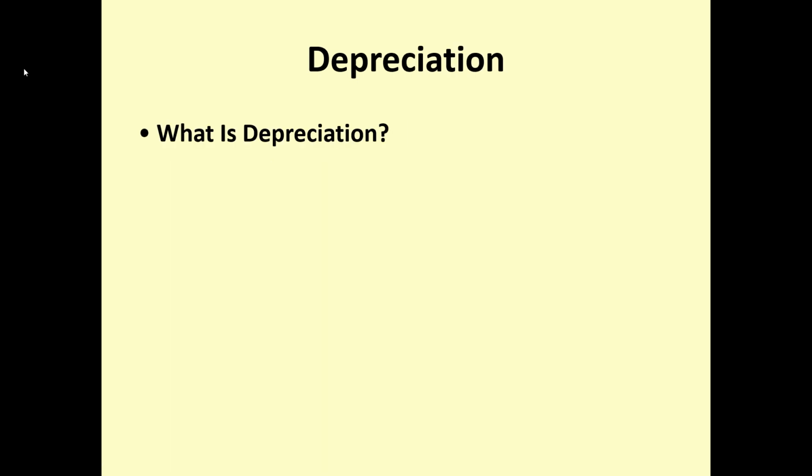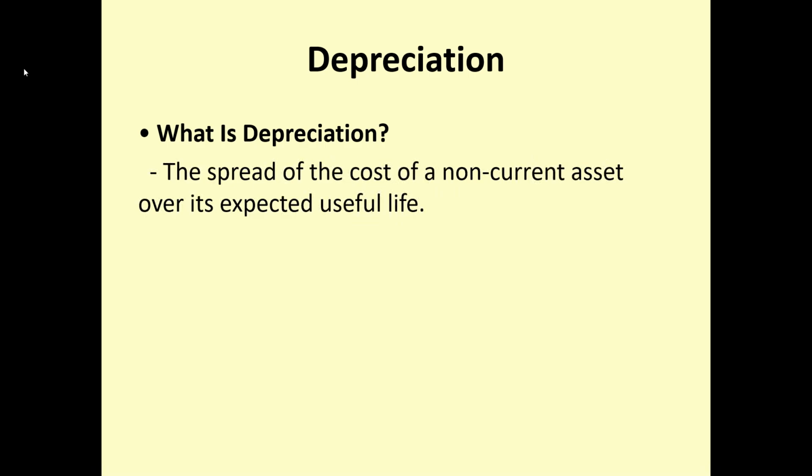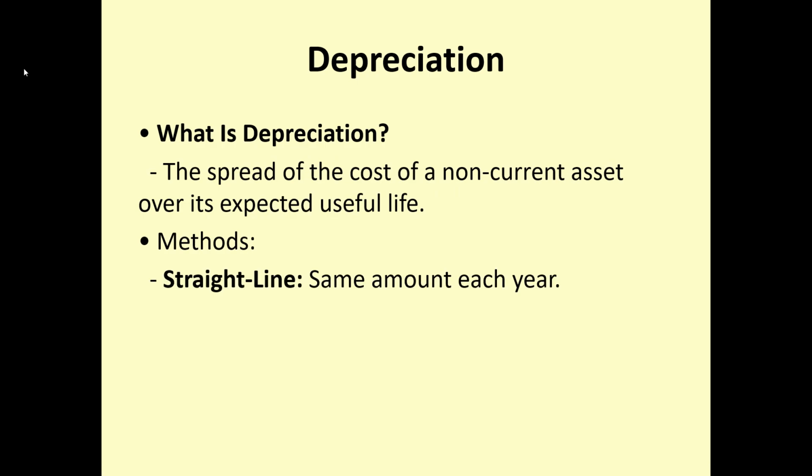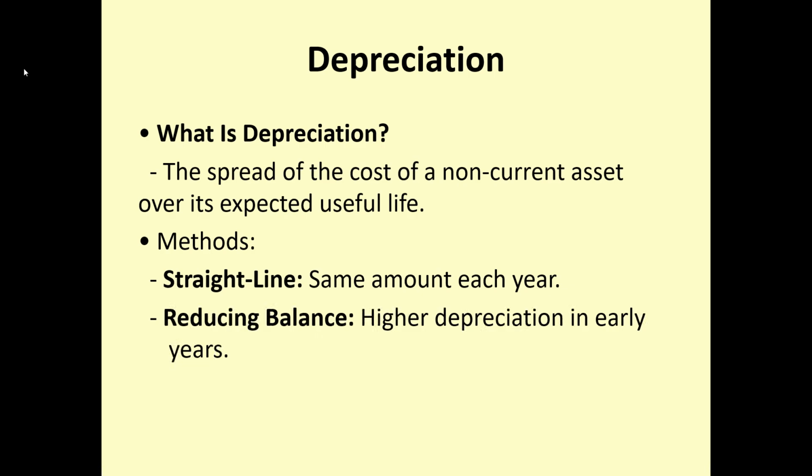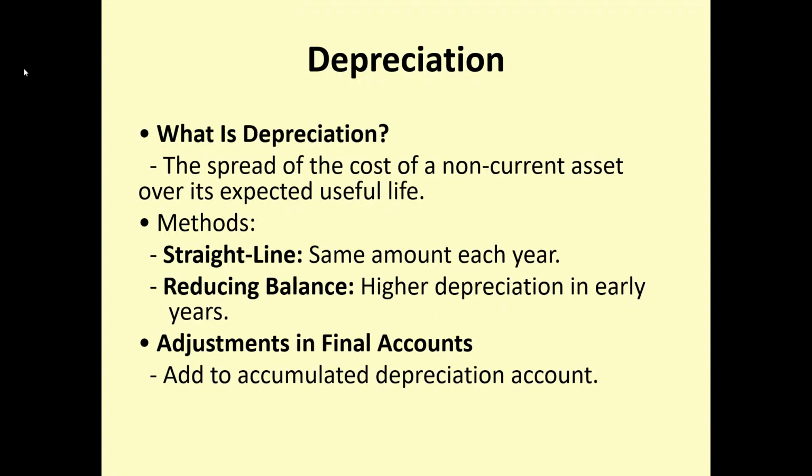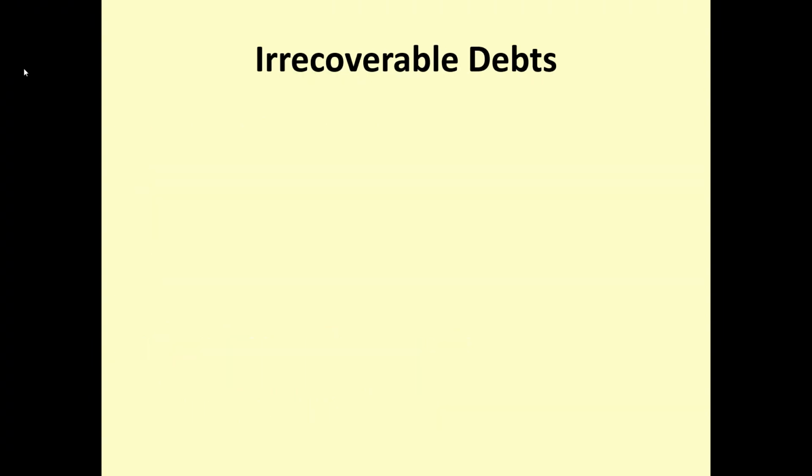Depreciation. What is depreciation? It is the spread of the cost of a non-current asset over its expected useful life. Now, two methods for depreciation. The straight line method is the same amount each year. With the reducing balance method, there's a higher depreciation in early years. The adjustment in final accounts is that it's added to the accumulated depreciation account and it's transferred to the depreciation expense in the income statement.